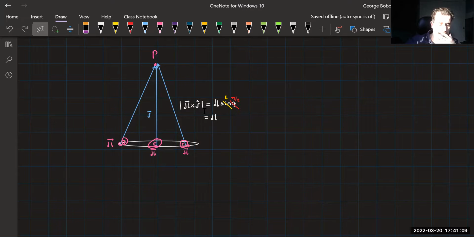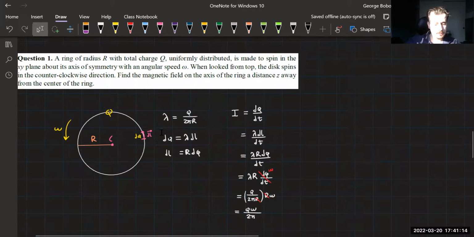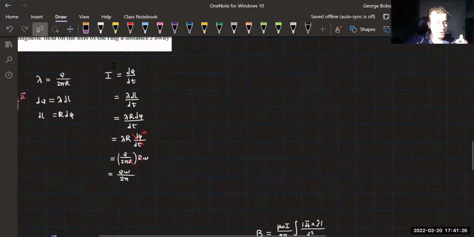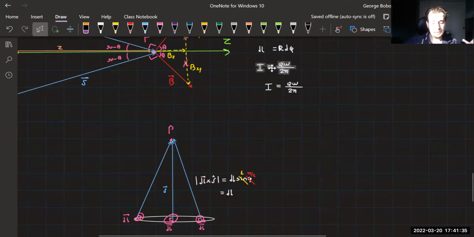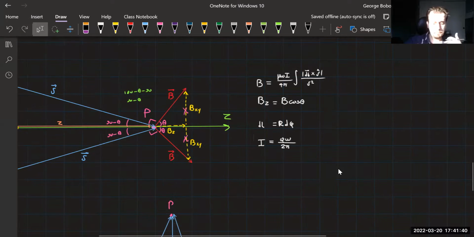Now, I need dL. I think Bogdan got it for me earlier: R d phi. I have that. I might as well rewrite it down here. Perfect. I also need my current, right? And we got it together here. So I'll copy the result again. I need this current. I've not been given it in the question, so I need to use omega and Q, not I. Perfect.